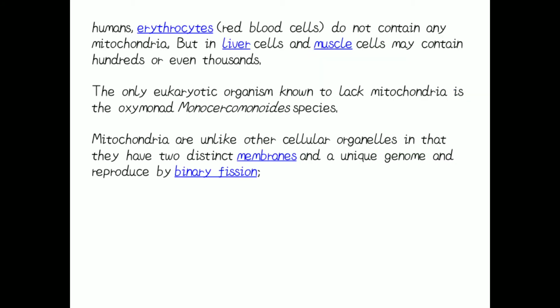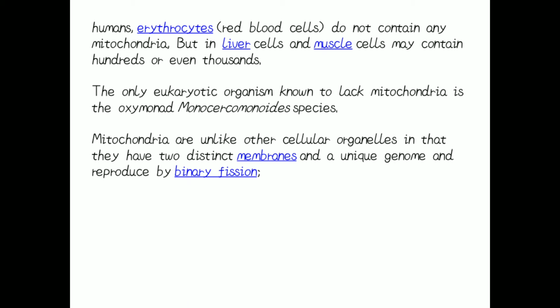Also, the number of mitochondria per cell varies widely. Human RBCs, that is erythrocytes, do not contain any mitochondria, but liver cells and muscle cells may contain hundreds or even thousands of mitochondria, because they require more energy for their functioning. The only eukaryotic organism known to lack mitochondria is the oxymonad species.